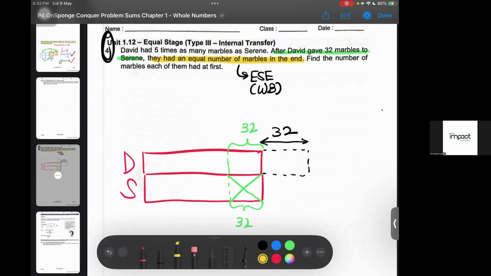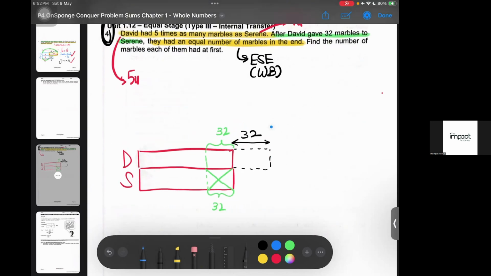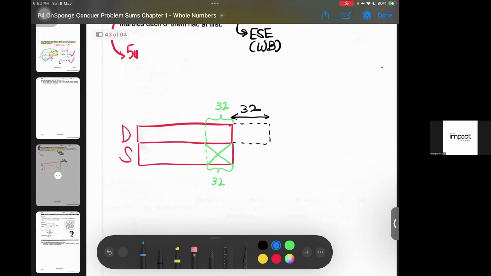Last but not least, the sentence tells us that David had 5 times. That means David is 5 units. Serene must then be 1 unit. Go to David, bracket David's model, and show exactly where the 5 units are. The whole thing, on top, is 5 units. That means Serene is how many units? 1 unit. Very good.